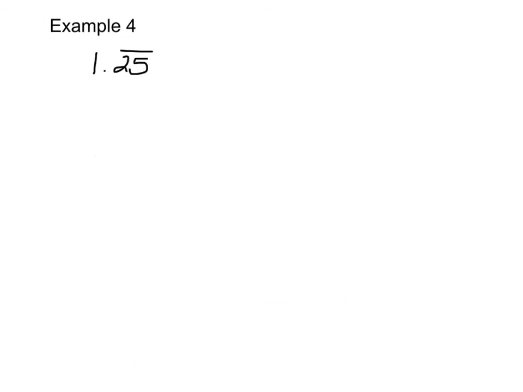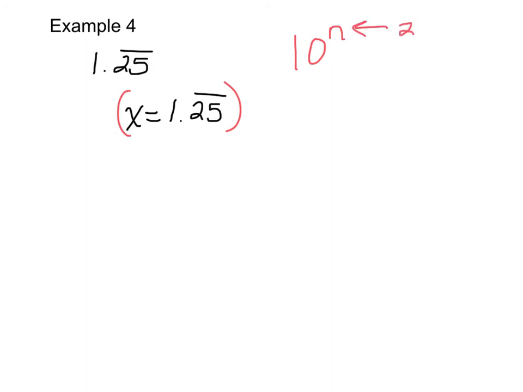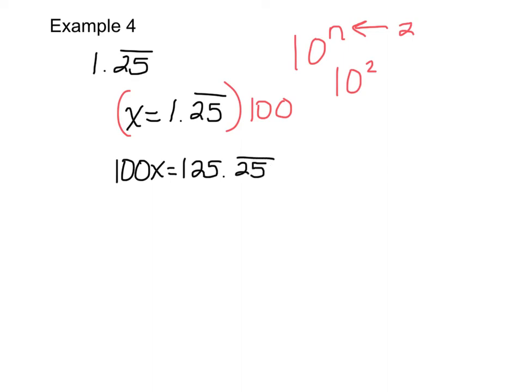Now in example number 4, we now have 2 repeating digits. So step 1 is still the same. Let x be your repeating decimal. The next step is multiply both sides by 10 to the n power. Remember, 10 to the n power, this is the number of repeating digits. In this case, we have 2. So you're going to be multiplying both sides by 10 squared, which means you're going to be multiplying by 100. So you're going to take 100 times x, that gives you 100x. 100 times 1.25 repeating is going to give you 125 and then 0.25 repeating, because the decimal has to be moved to the right.